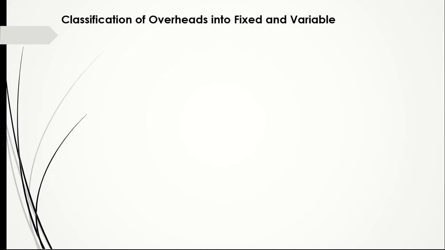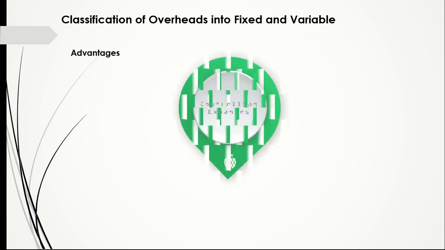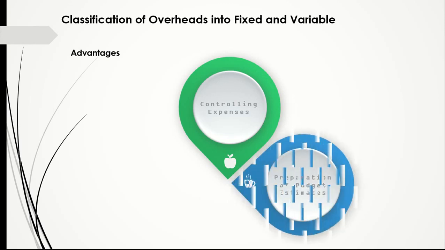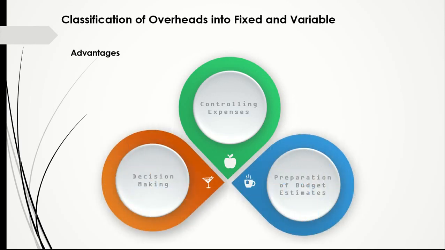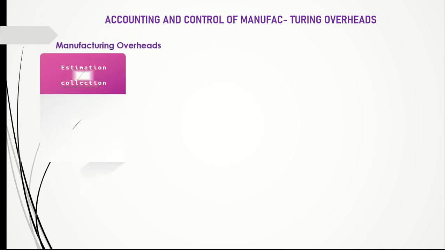Advantages of classification of overheads into fixed and variable. A. Controlling expenses. B. Preparation of budget estimates. C. Decision-making. Accounting and control of manufacturing overheads. The following procedure may be adopted. 1. Estimation and collection of manufacturing overheads.